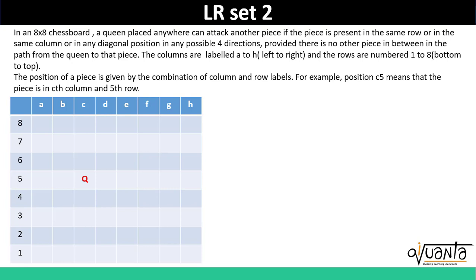So according to the rules, the queen can attack all the pieces to its top, to its right, to its bottom and to its left. It can also attack all the pieces lying on the diagonals. But there must be no piece between the queen and the target piece. So now we have all the information and the rules. So let's solve a few questions on this set.